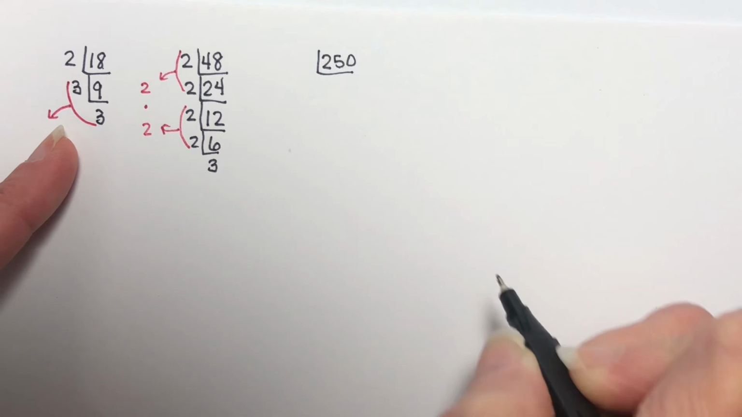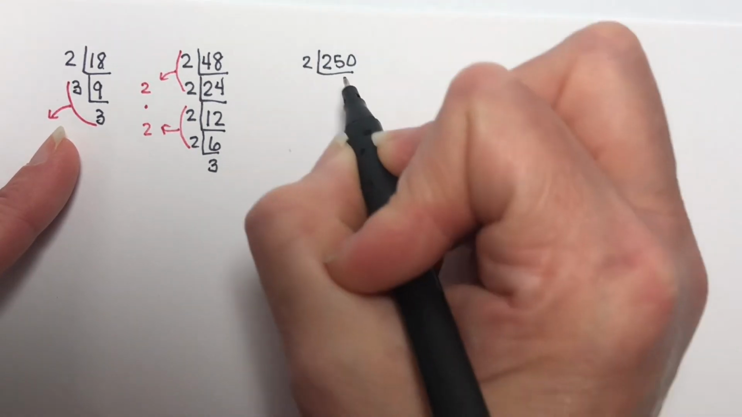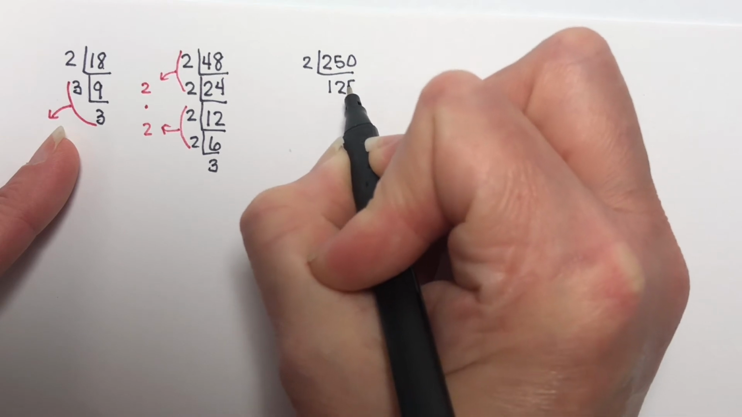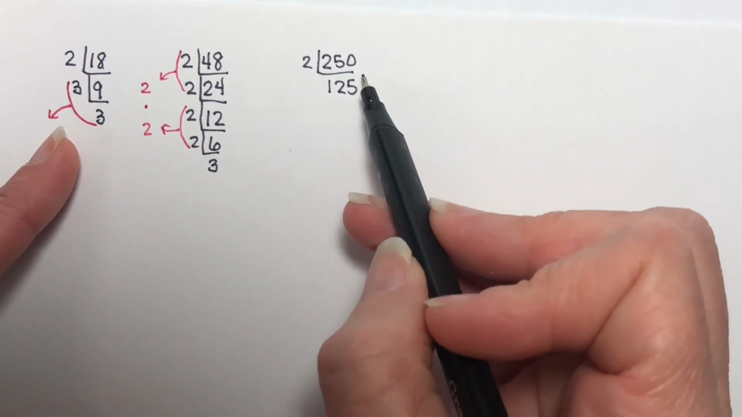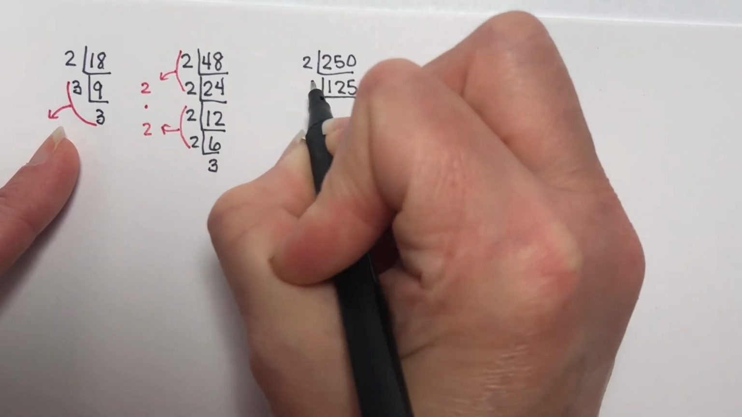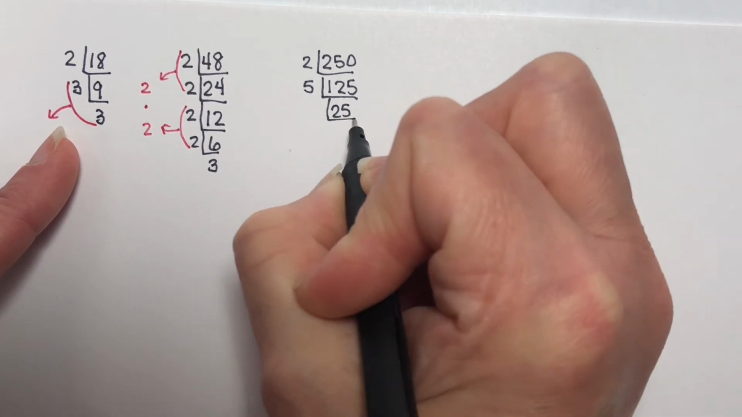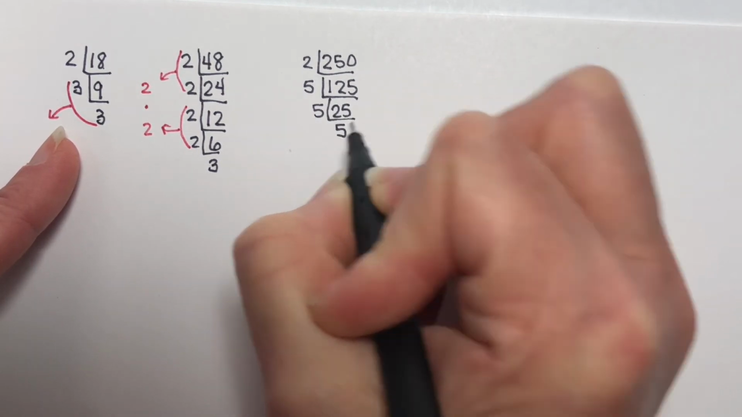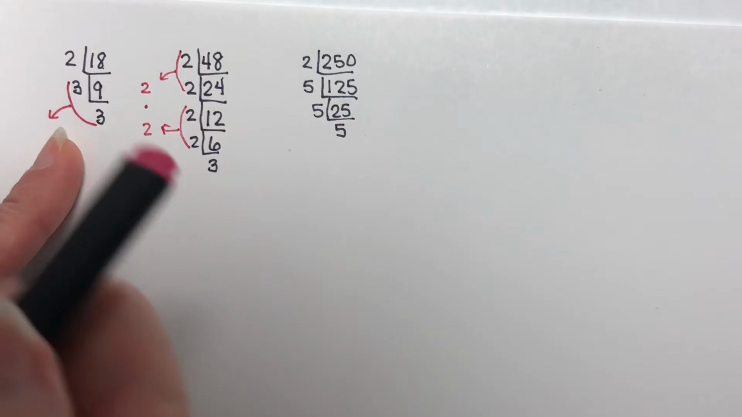All right, 250 is an even number, so it is divisible by 2. And that gives me 125. Now this is no longer divisible by 2. It ends in a 5 though, so that tells me it's divisible by 5. If I divide this by a 5, I get 25. And if I divide that by 5 again, I get 5. Okay, so the prime factorization of 250 is 2 times 5 times 5 times 5.